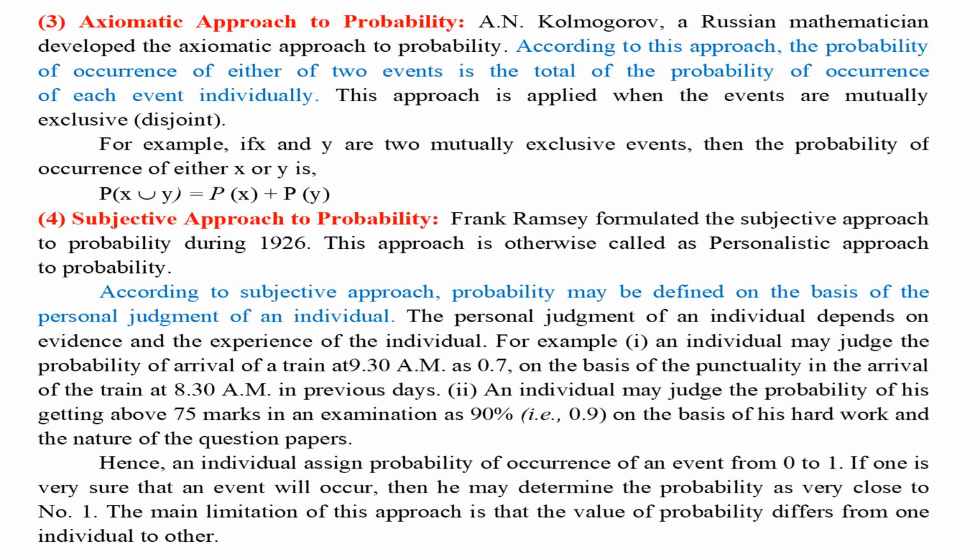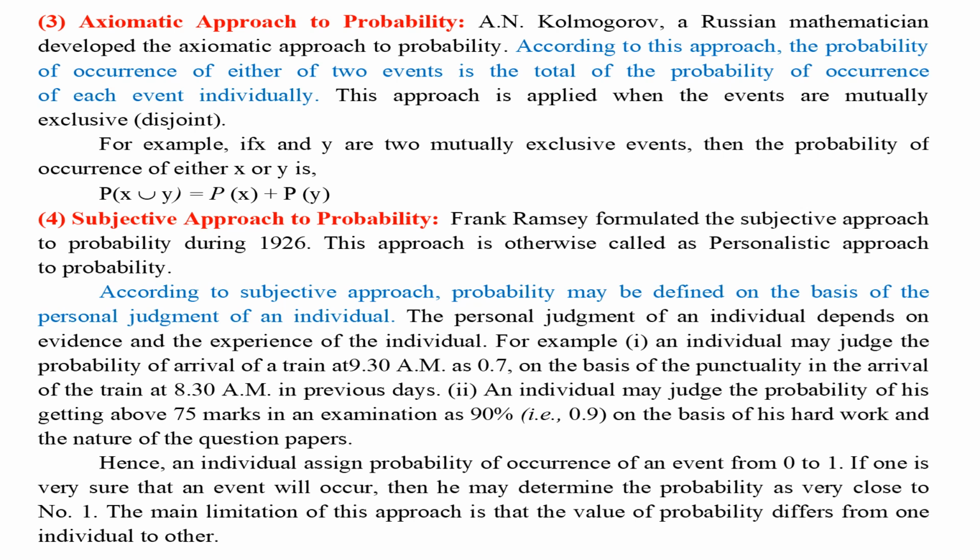Axiomatic approach to probability. A.N. Kolmogorov, a Russian mathematician, developed the axiomatic approach to probability. According to this approach, the probability of occurrence of either of two events is the total of the probability of occurrence of each event individually. This approach is applied when the events are mutually exclusive, disjoint. For example, if X and Y are two mutually exclusive events, then the probability of occurrence of either X or Y is P(x or y) equals P(x) plus P(y).